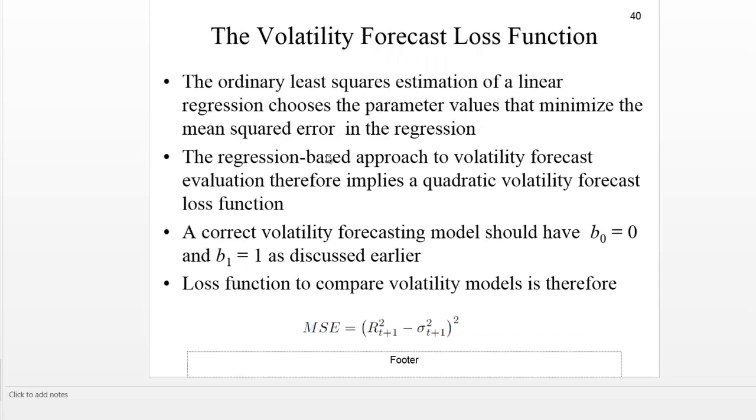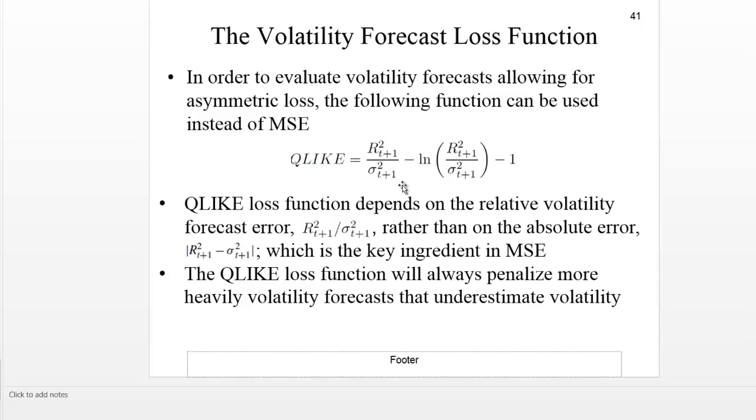Under ordinary least squares, the regression we just ran, where we assume that B0 equals 0 and B1 equals 1, so that sigma squared is a good estimator of r squared, assumes that our loss function, the mean squared error, is equal to the difference in variances squared. There's actually a different way of judging whether sigma squared is a good estimator of r squared, and that is what we call the QLIKE function. The QLIKE function allows for asymmetric losses. Basically it gives more weight to an underestimation of volatility than to an overestimation of volatility.